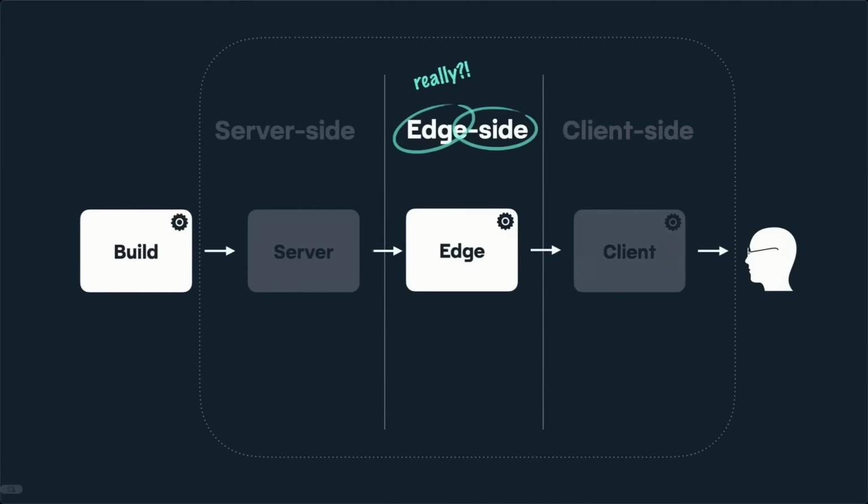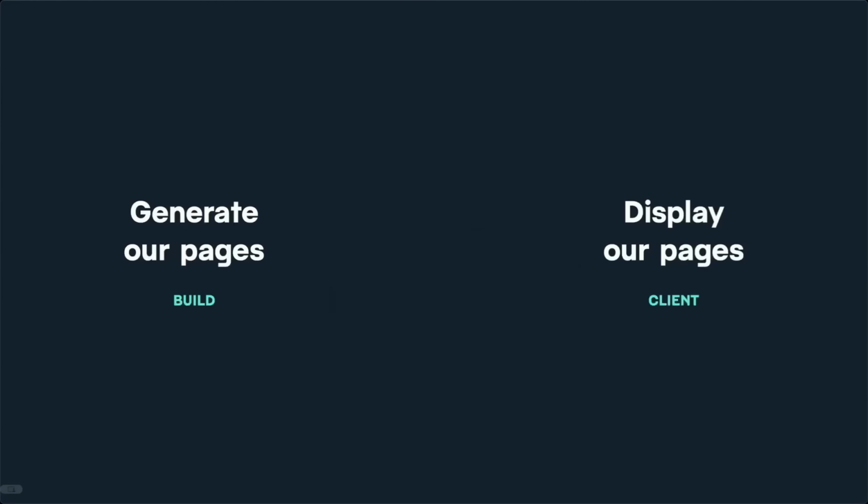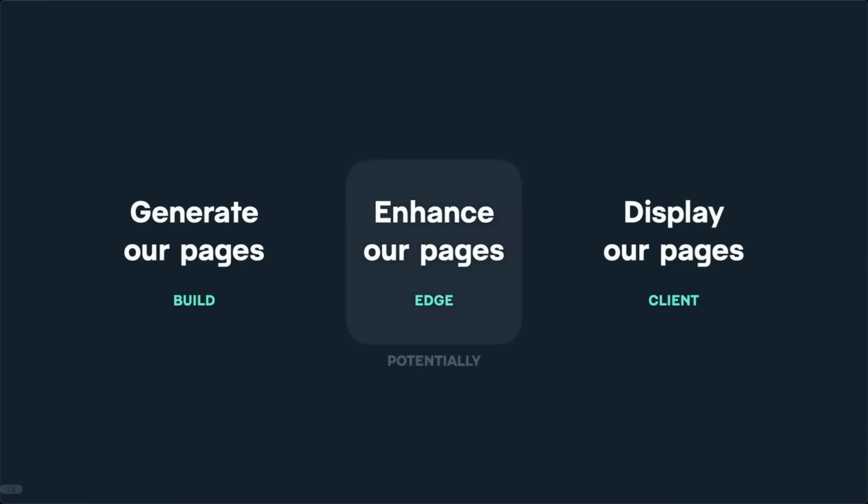And if we can simplify things that are happening on the client and not do all of the rendering on there, then this serverless environment at the edge becomes a very easy to reason about environment. And this whole model becomes much easier to reason about. I like the thinking that we've got this model of we generate pages in a build, we display our pages in the client, and then we can enhance our pages at the edge in a serverless environment if we need to.